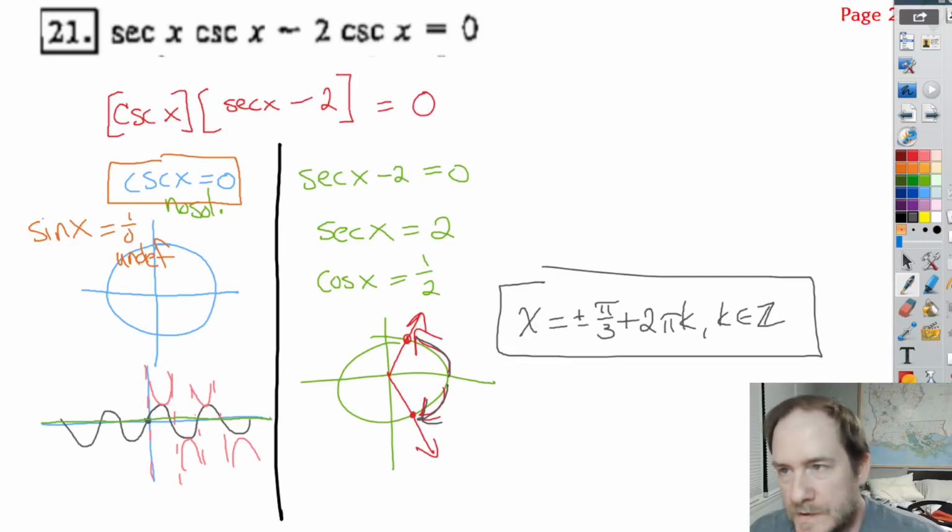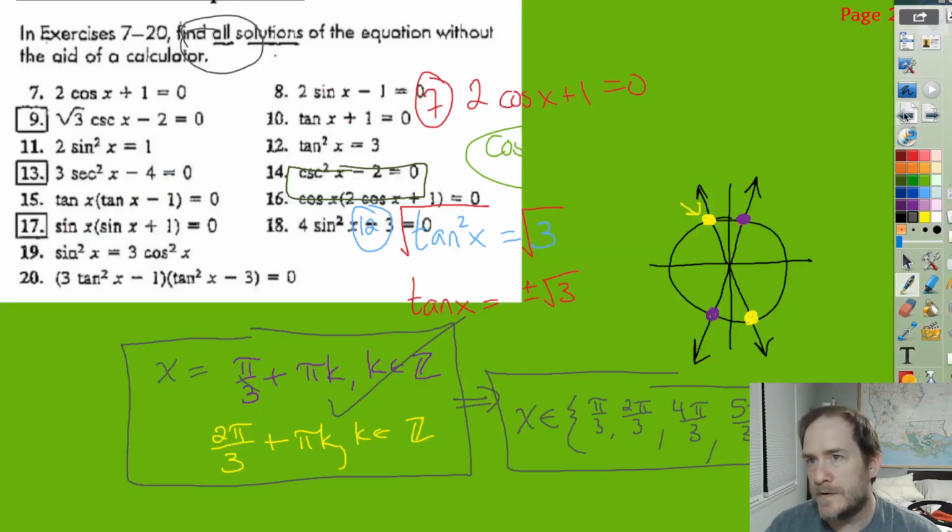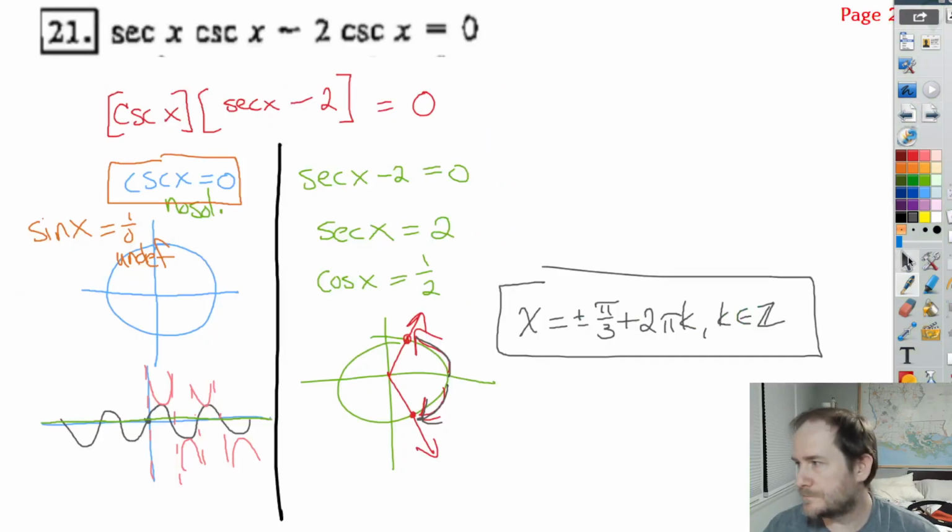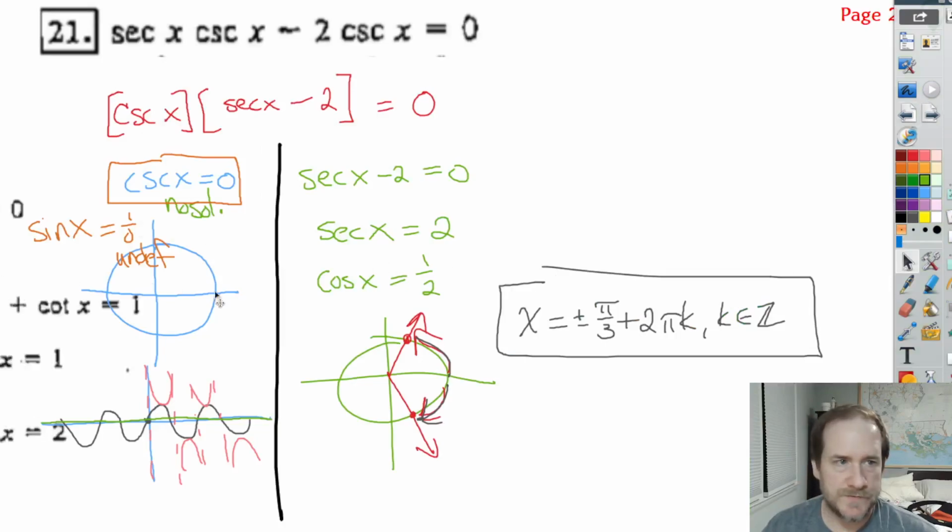Okay, second video, picking up where we left off. I just did this problem. This was number 21 from this problem set. Oh no, I guess not that problem set. From this problem set over here.